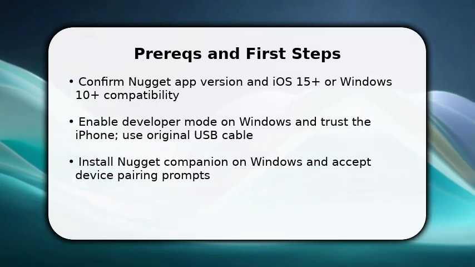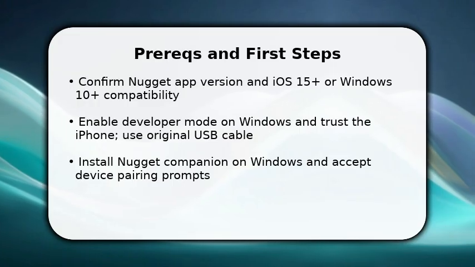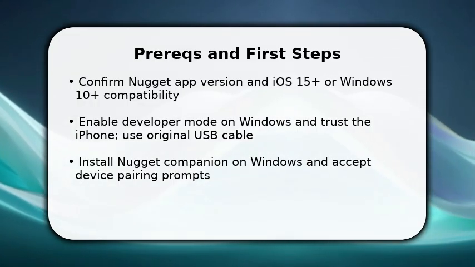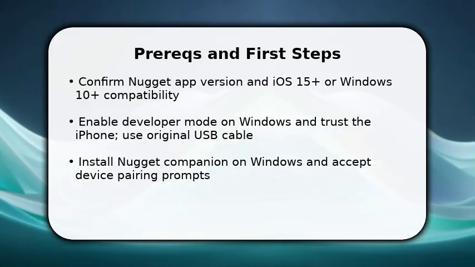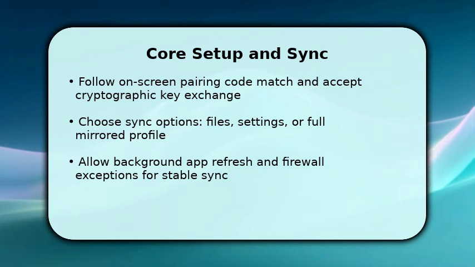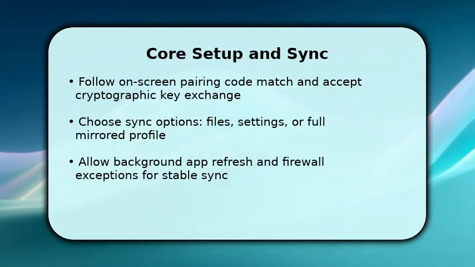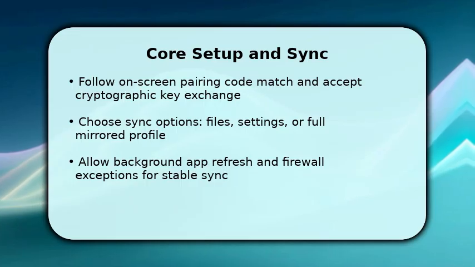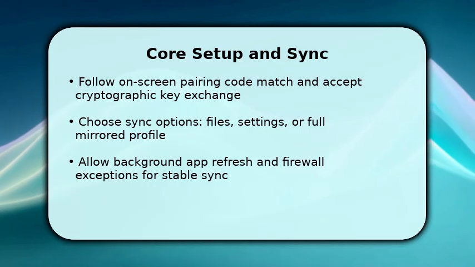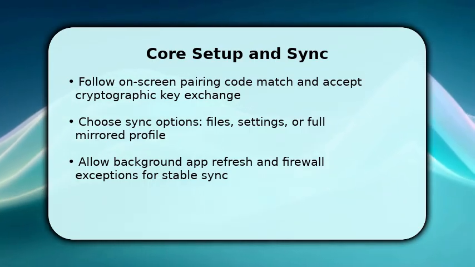Once done, open the Companion and the Nugget iOS app side by side, then initiate pairing from the iOS device so the apps can exchange keys and establish a secure session. You now handle the complex exchange. Compare the numeric pairing code and accept the cryptographic prompt. This prevents man-in-the-middle problems.